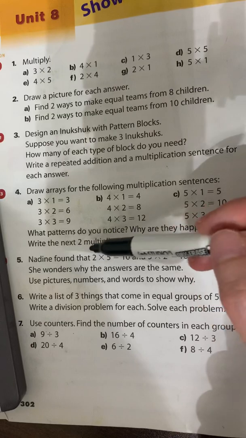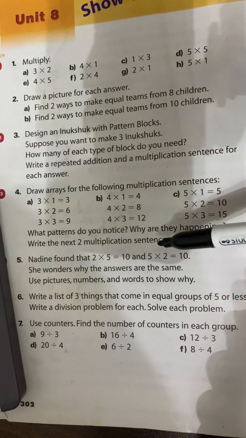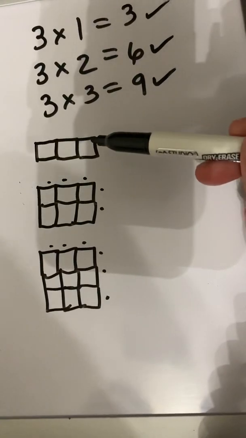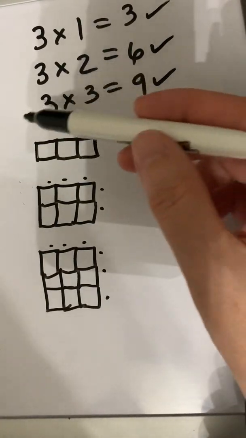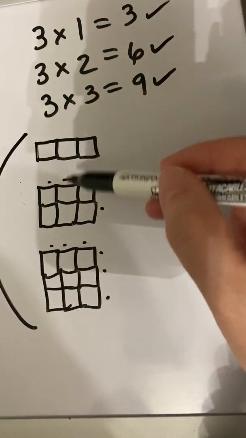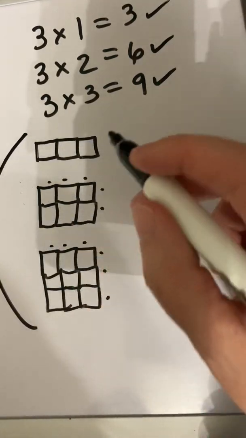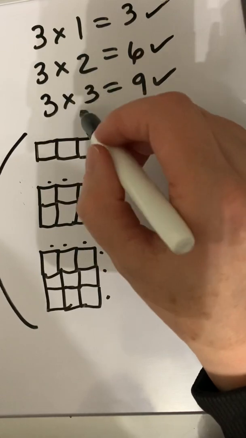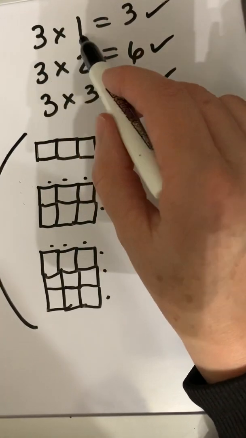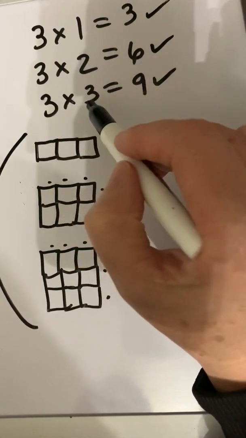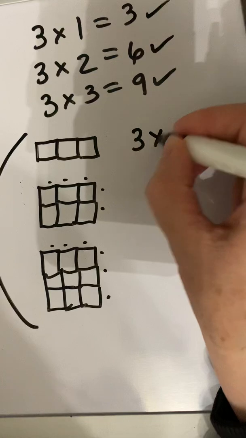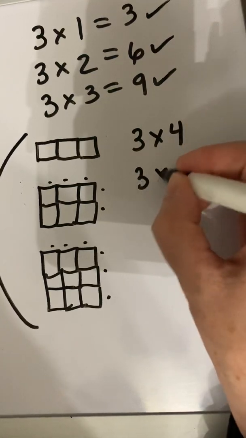Write the next 2 multiplication sentences in each set. So, this is what I need to see. I need to see your arrays and then the next 2 multiplication sentences that would come. So if we did 3 by 1, 3 by 2, 3 by 3, what do you think the next one's going to be? You bet it's going to be 3 by 4 and 3 by 5.